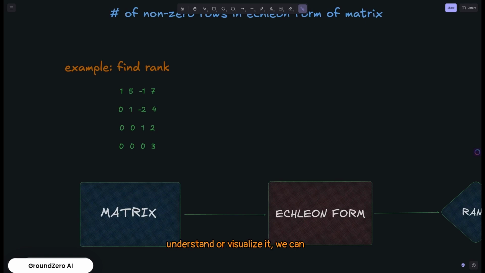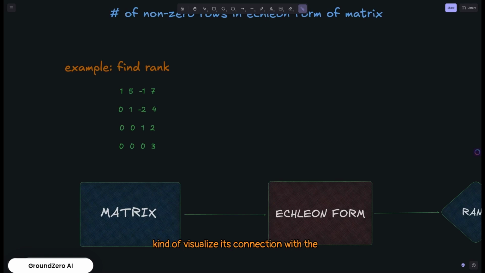To better understand or visualize it, we can quantify rank as the essential complexity or dimensionality of information within the system. So if something is high rank, right? That means it has many unique pieces of information, or let's say fewer solutions, possibly just one. But if something has a lower rank relative to the number of variables, it means there is redundancy, right? So it has more free variables. That justifies it has infinite solutions.